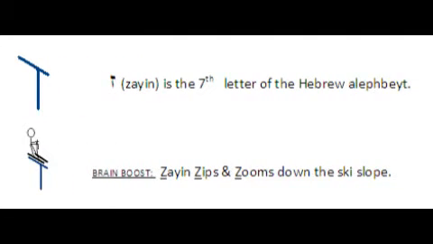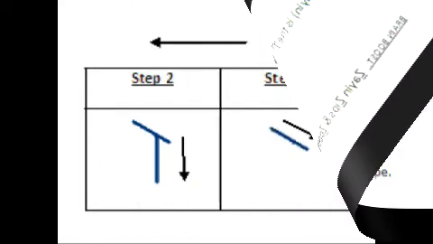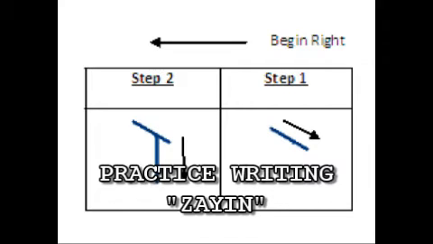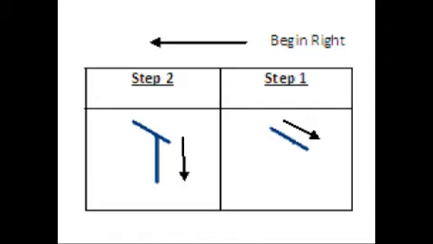Zayin. Zayin is our 7th letter, and Zayin kind of resembles a ski slope, okay? So we've got Zayin, it zips and zooms down the ski slope. Now the thing about Zayin, it's very similar to Wa, except you're going to extend the top line longer. So here you can see the 2 steps for your Zayin.